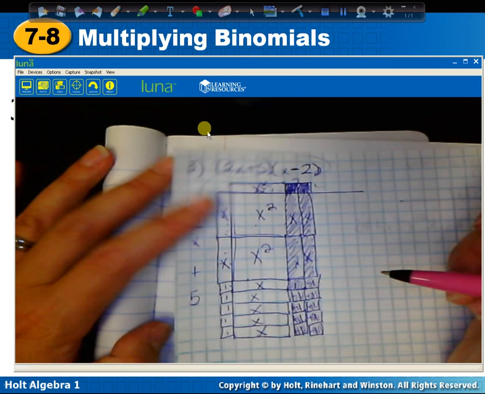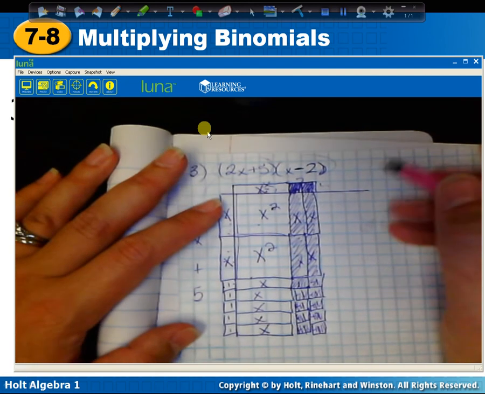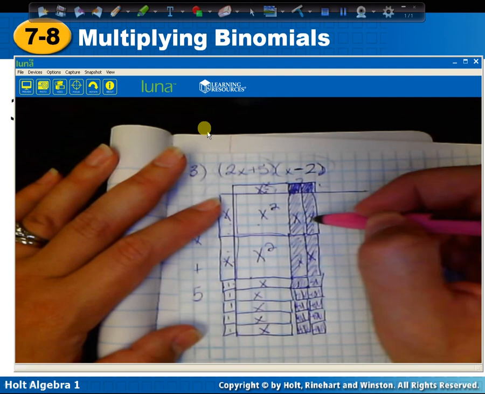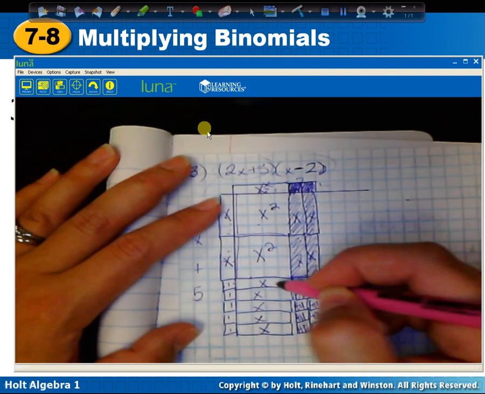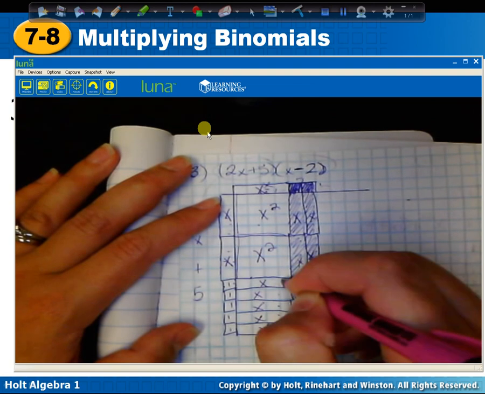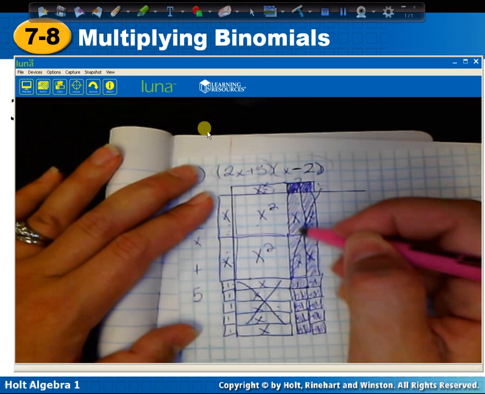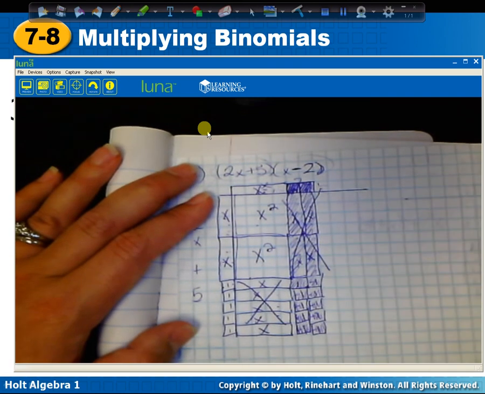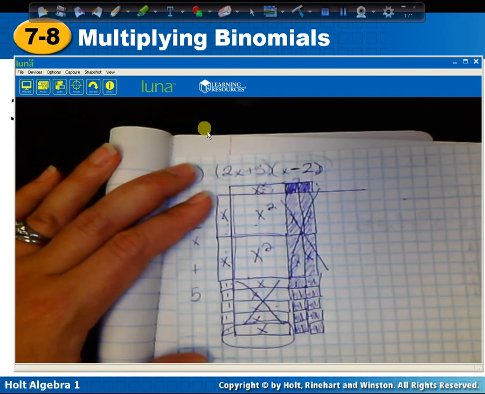So now I'm going to look and see if I have 0 pairs, because I actually do this time. Because I have negatives and positives. I have 4 negative x's, and I also have 4 positive x's over here. I have a total of 5, but I can go ahead and cross out these 4, because they do cancel out. And I'm left with 1 positive x.